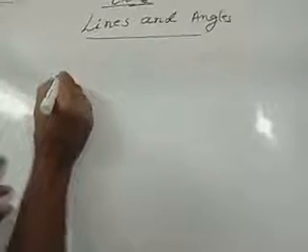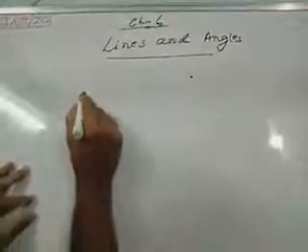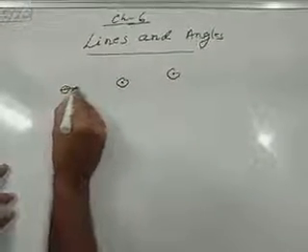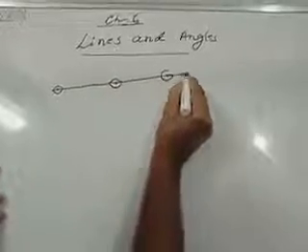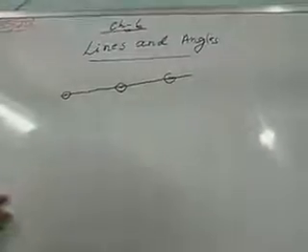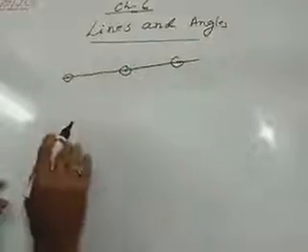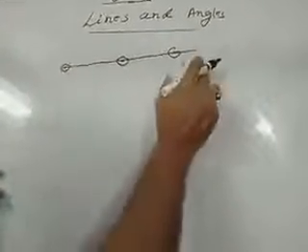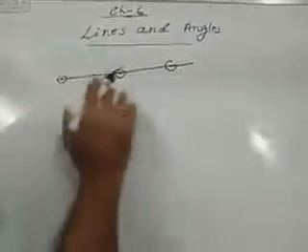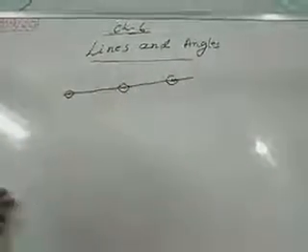Now these are 3 points. If these 3 points are joined, this is one point, this is one point and this is one point, we will get a straight line. So these 3 points are collinear points. How is a collinear point defined? If 3 or more than 3 points after joining get a straight line, these points are said to be collinear points. These are known as collinear points.